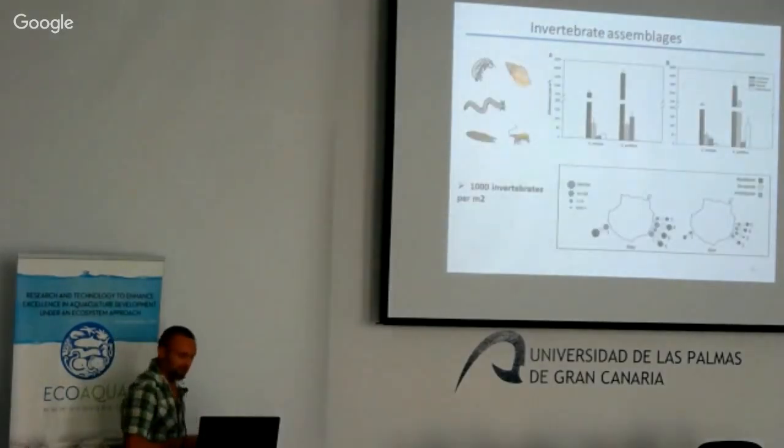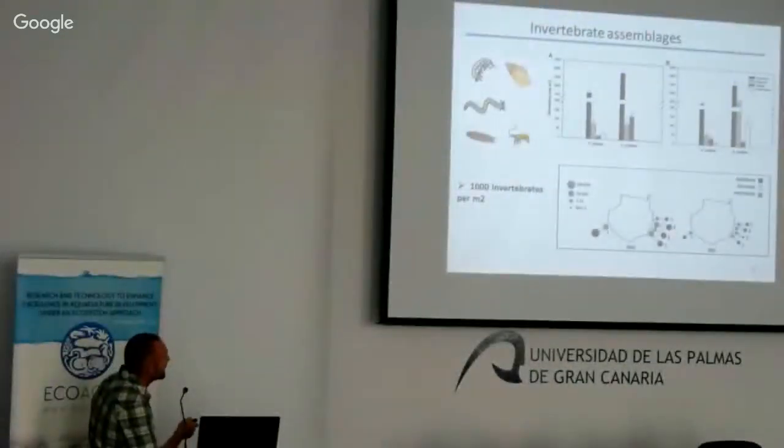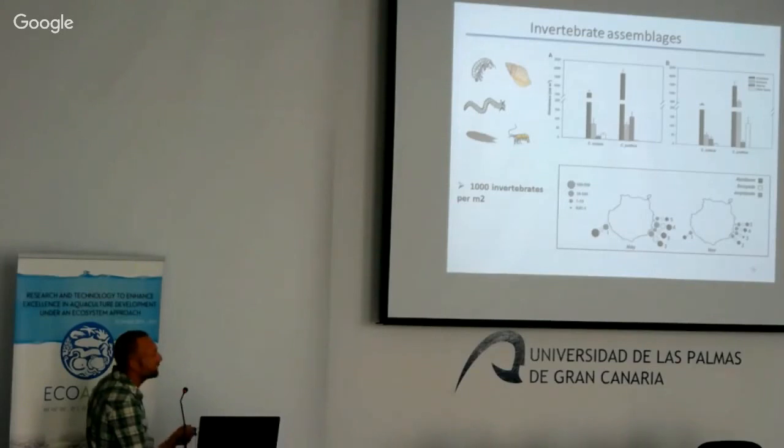For example, our results here for the Cymodocea nodosa seagrass meadows have been indicating that we can get densities of invertebrates larger than 1,000 invertebrates per square meter. And we know that these large densities can fluctuate through time, for example, following the natural life cycle of the seagrass.